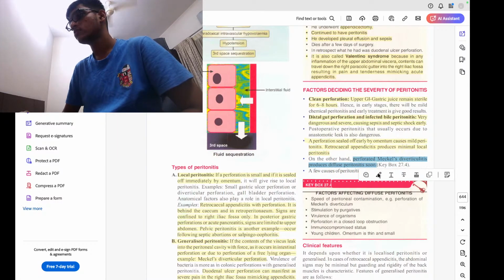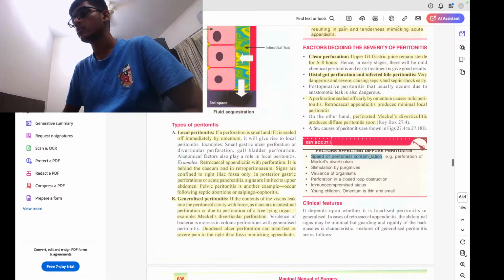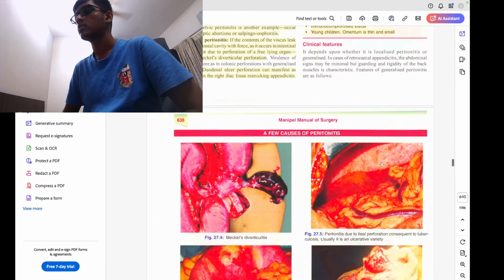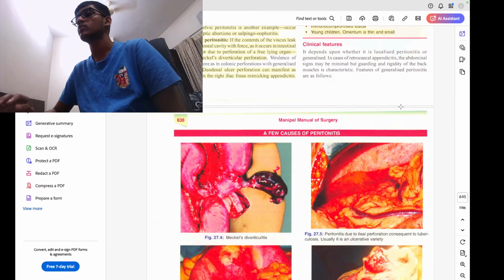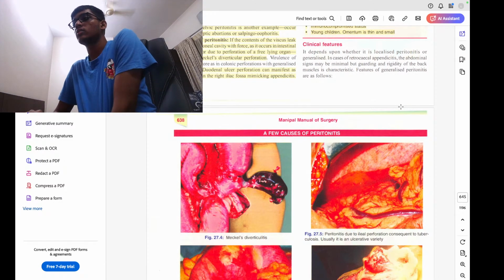Few causes are given: factors affecting the speed of peritoneal contamination, then stimulation by purgatives, virulence of organisms, perforation, closed loop obstruction, immunocompromised status, zinc status. And clinical features. It depends whether it is localized peritonitis or generalized. In case of retrocecal appendicitis, signs may be minimal, but guarding and rigidity are characteristic.